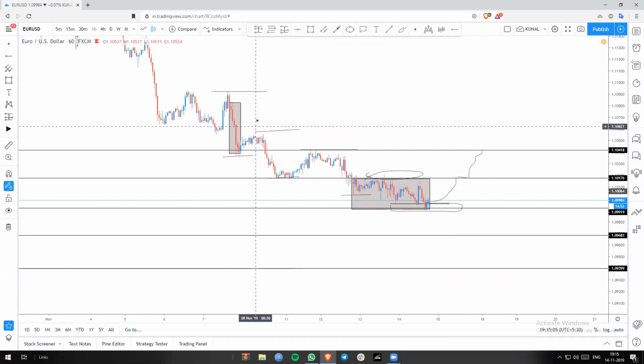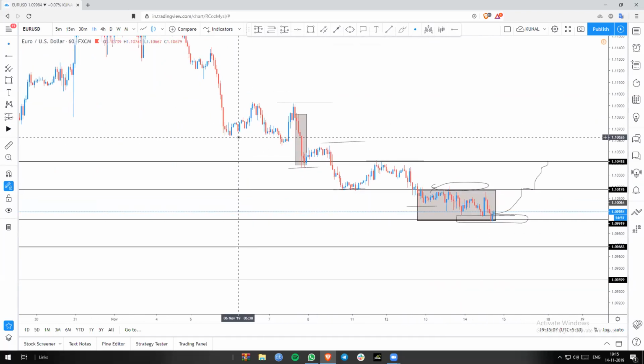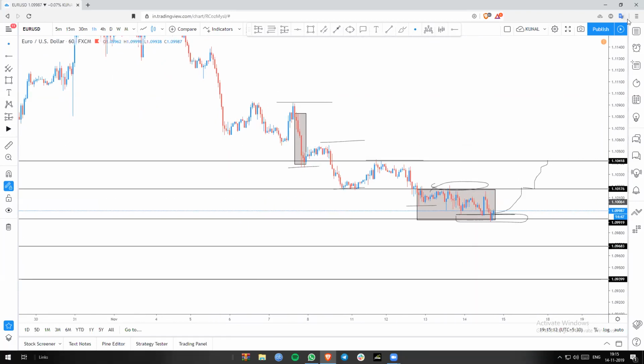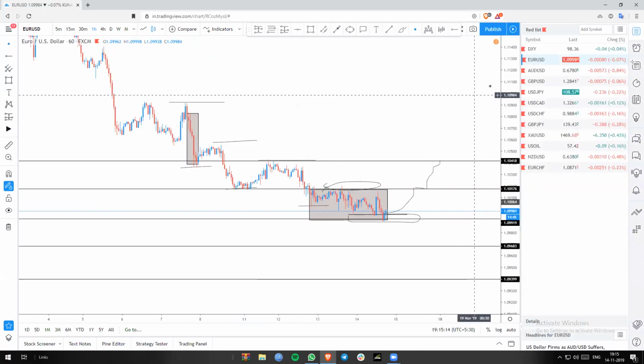But anyway, guys, those of y'all who took this trade, this shot from here to there, congratulations. If you guys have any questions, please write down.